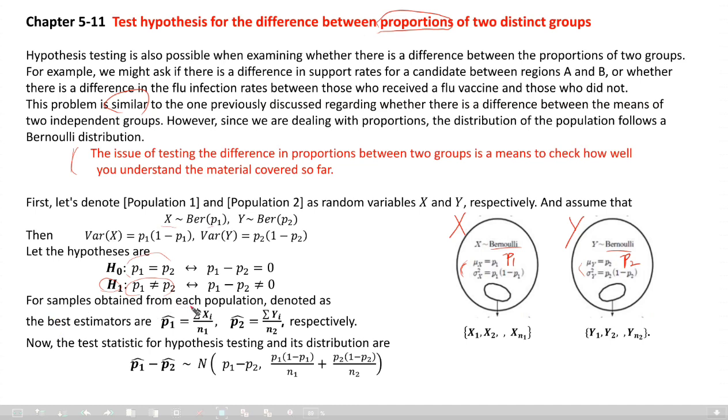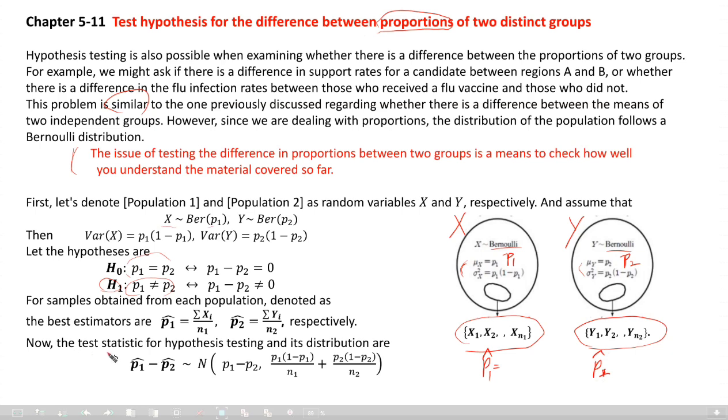The samples obtained from population 1 are denoted this way: X1, X2, up to Xn1. From population 2, the samples are Y1, Y2, up to Yn2. The sample sizes can be different, or can be the same. The best estimator for P1 is P1 hat, the summation of Xi divided by n1, and for P2 the summation of Yi divided by n2. From these samples, we can get P1 hat and P2 hat, respectively.